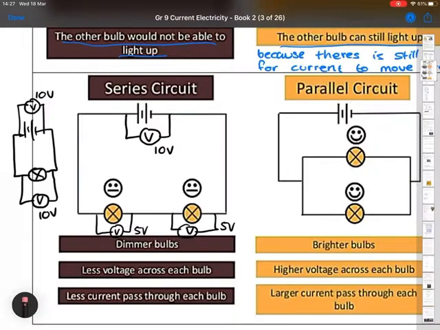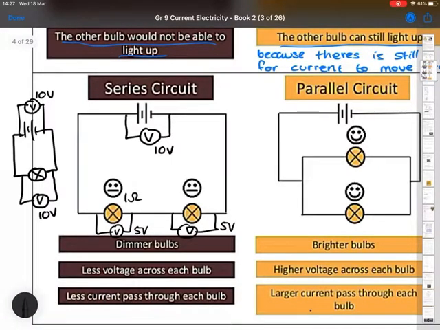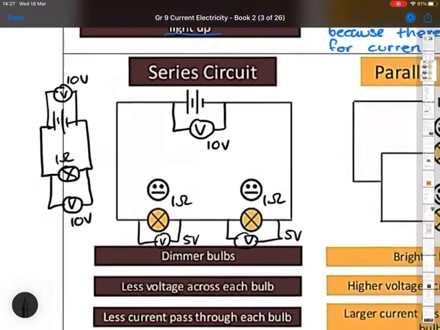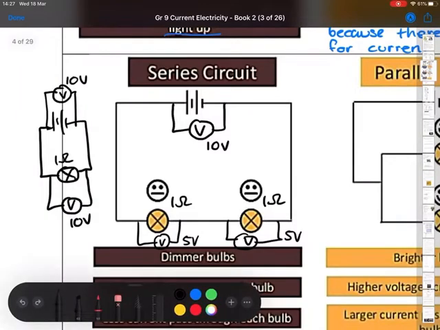Still, sorry, on the series circuit, another reason why the bulbs would be dimmer when you add more and more. Remember, light bulbs are resistors. So let's just say that this bulb had a resistance of 1 ohm, and that one had a resistance of 1 ohm, and this one has a resistance of 1 ohm. In this circuit, there's only one bulb, and so the resistance is only 1 ohm.